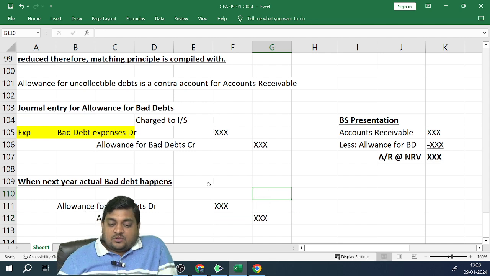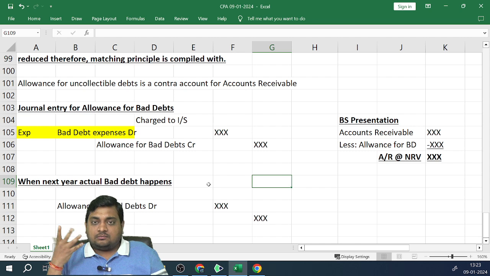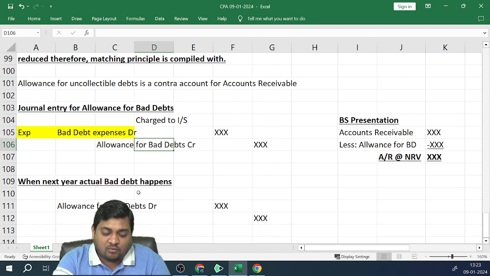Right? So now you can see that today it became bad. No problem. I have already shown it last year. I have already shown it last year, which means matching is already done. Now when it is becoming bad, I will reduce the allowance which I created last year. It means this provision will be used.